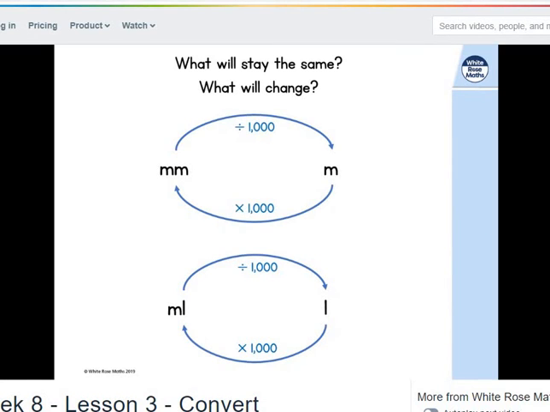Let's think about our conversions. We went from millimetres to metres because milli means 1,000th. I divided by 1,000. And millilitres to litres, I divided by 1,000. So actually, I'm doing the same processes, even though it's millimetres and metres and millilitres and litres.